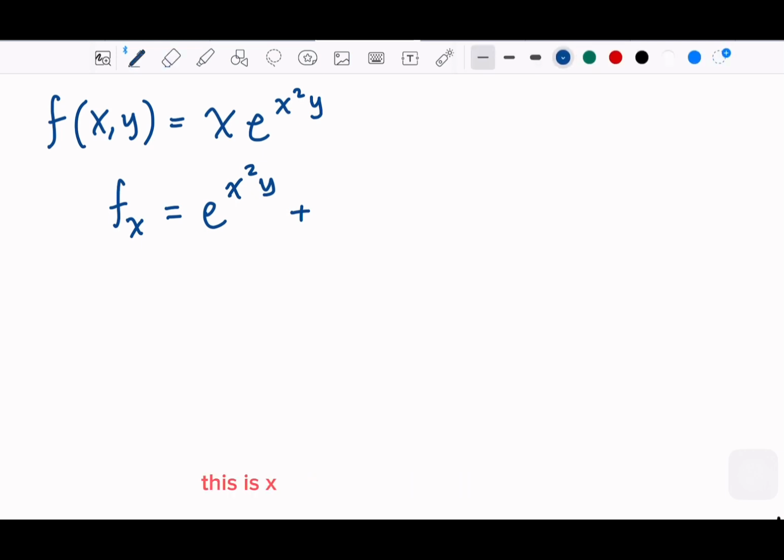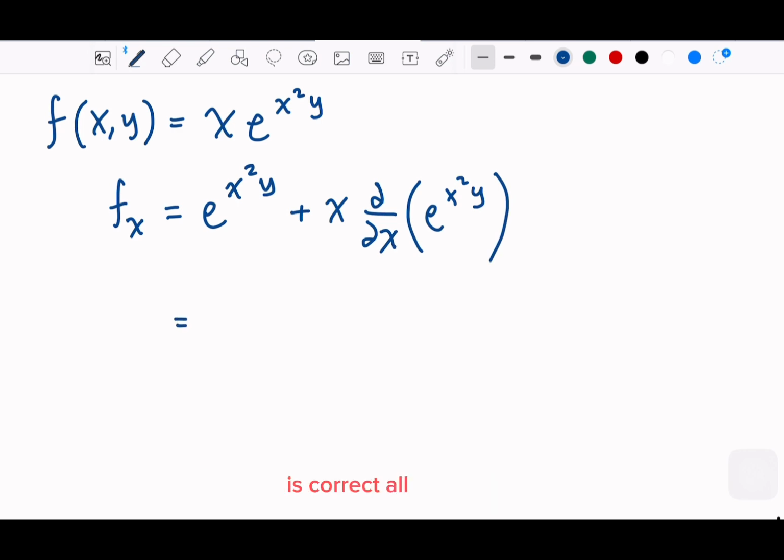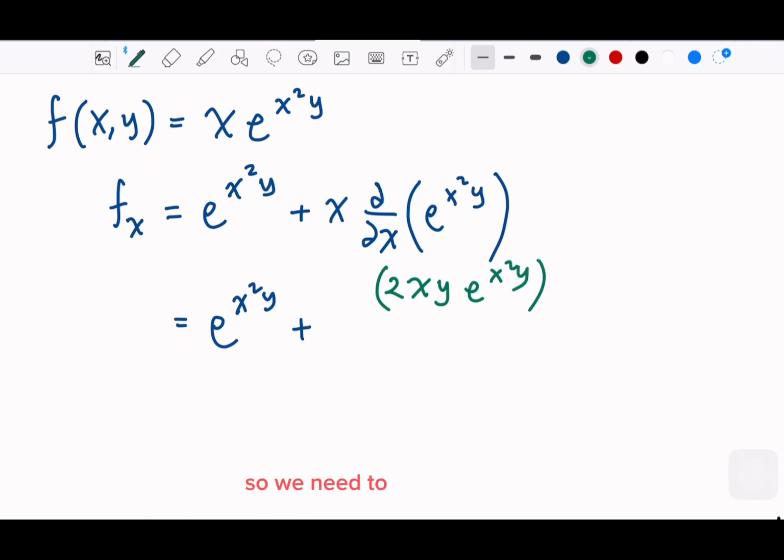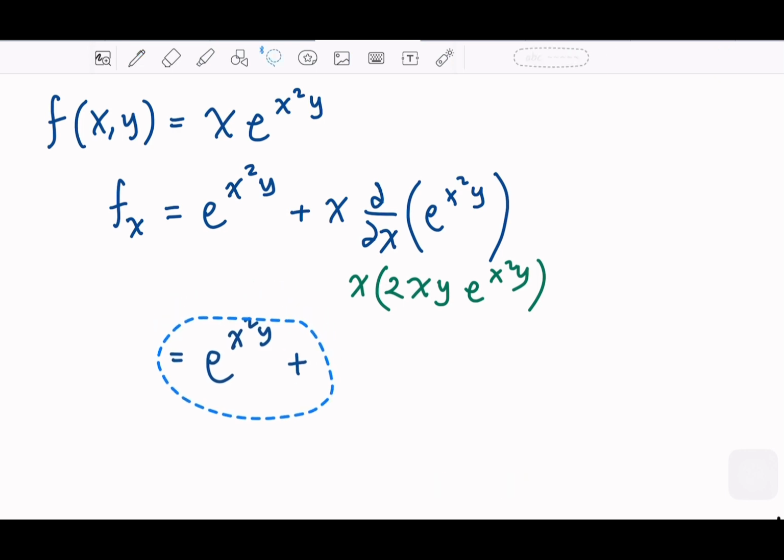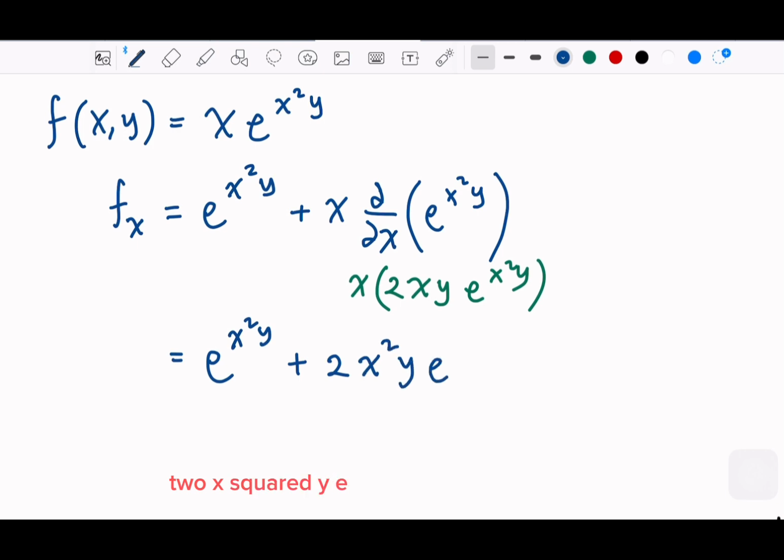Let me write this out, if you want to make sure that your steps are correct all the time. This is x, and then the derivative with respect to x of e to the x squared y. This can be written as e to the x squared y plus x times the derivative of e to the power of x squared y, which is going to be 2x, and y is a constant, so we still need to write y, and then e to the x squared y. So we need to multiply with x. This gives you the result 2x squared y e to the power of x squared y. So this is how we do it partially: we are taking partial with respect to x.